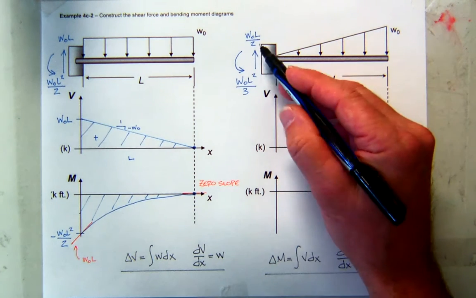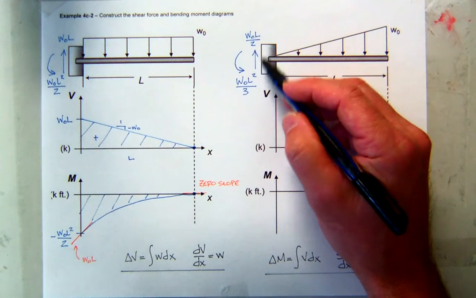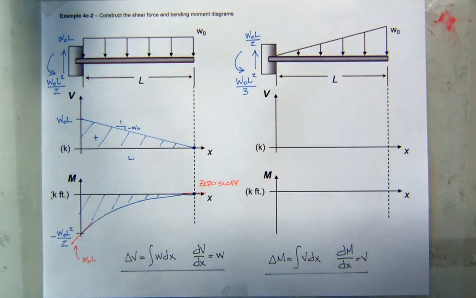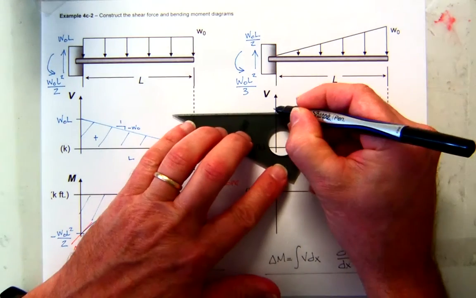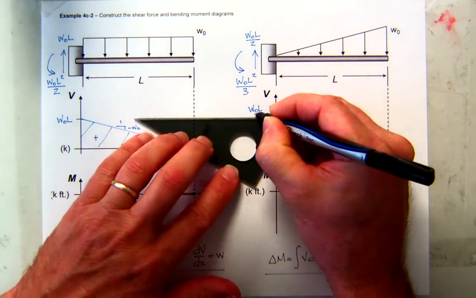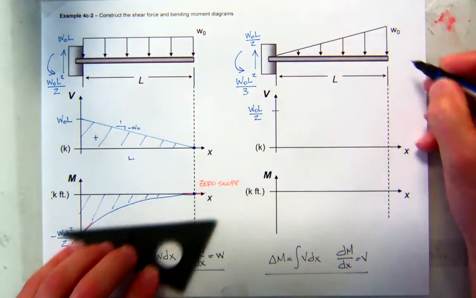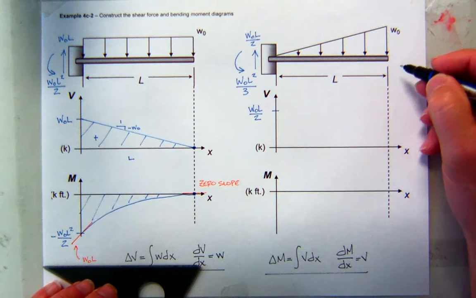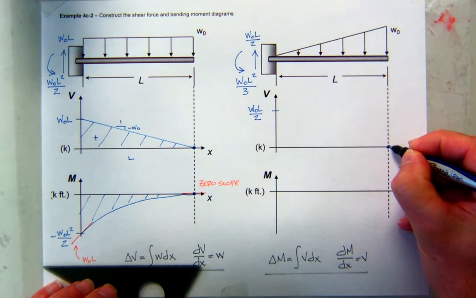This is what kind of shear? Positive or negative? Positive. So we're going to start off at a positive shear of W naught L over 2. What's the shear at the free end? There's not a point load, so it better be 0.